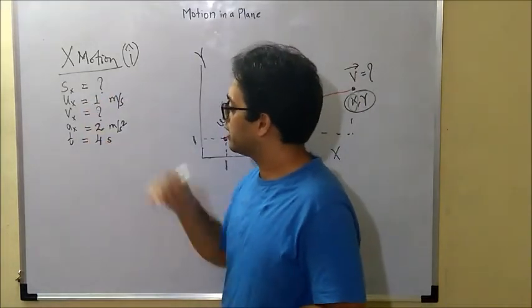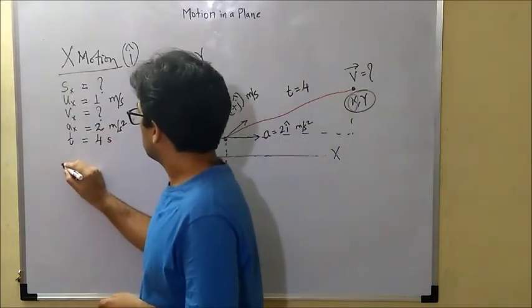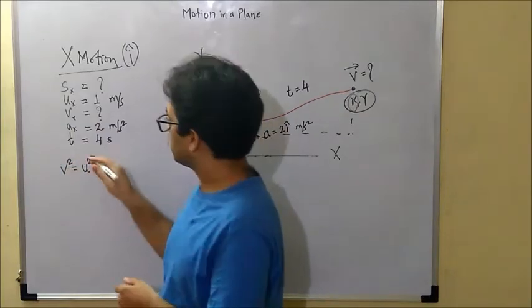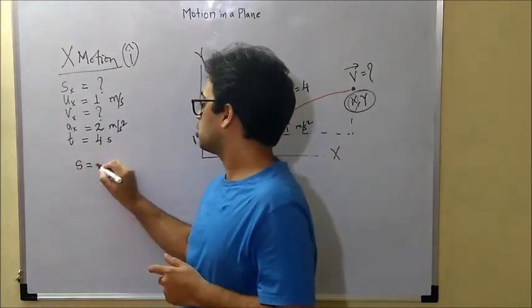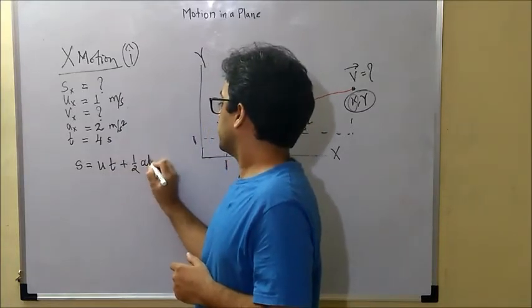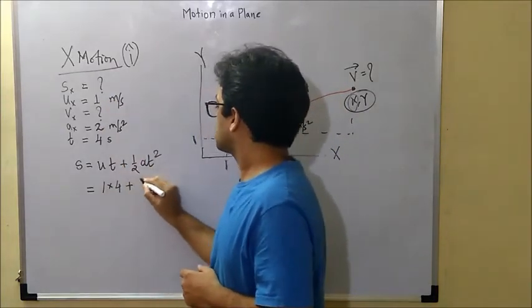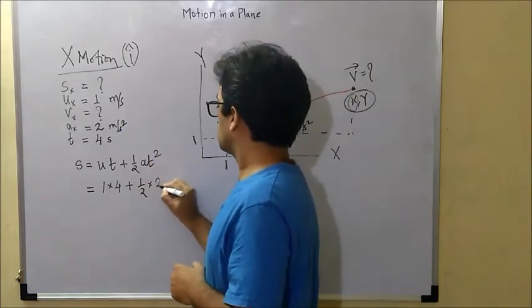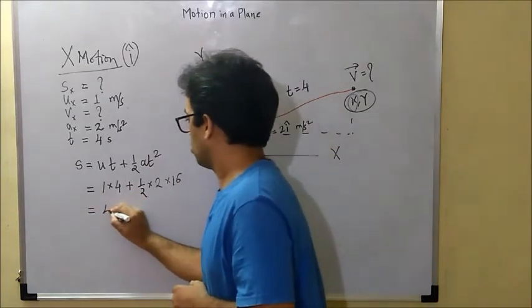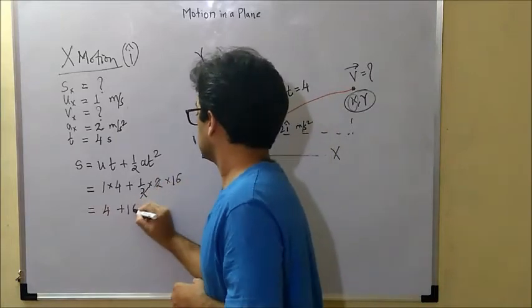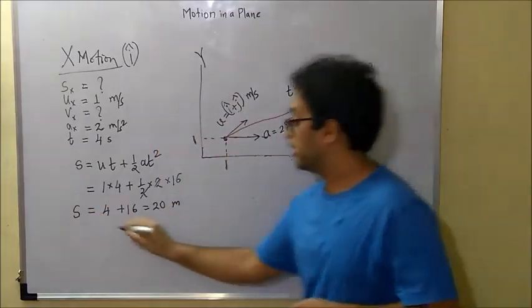Now solve it as if you have a single simple one-dimensional problem. What do you have? u, a and t. What do you need to find? Sx and Vx, right? So let us use equation, probably v square is equal to u square, but that wouldn't be useful because we don't have s and that equation involves s. So which one shall we use? s is equal to ut plus half at square. So how much is it? u is 1 into time is 4 plus half into acceleration is 2 into t square is 16. How much is it? 4 plus 16. So how much is it? 20 meter. Now that is my displacement in x direction.